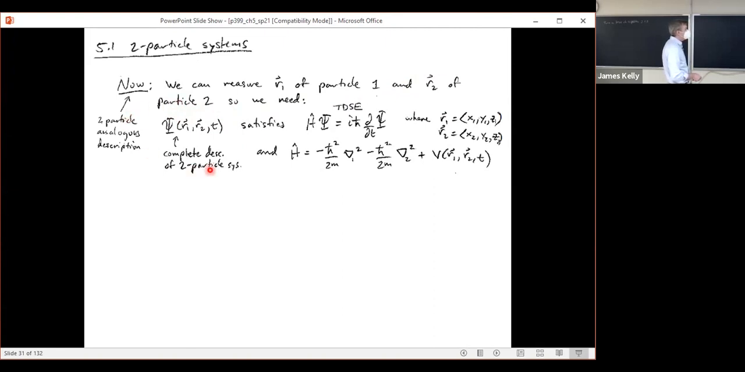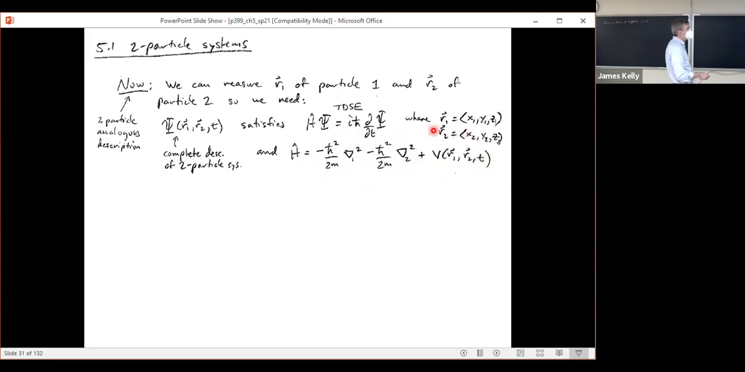And how do we get these descriptions? Well, they have to satisfy the time-dependent Schrodinger equation, which now has to be a little bit different, because the Hamiltonians we were specifying before were specific to single particle states. So our new Hamiltonian has a kinetic energy term for particle 1. This del squared only refers to particle 1 variables. So it's d squared dx1 squared plus d squared dy1 squared plus d squared dz1 squared, and so on, right? Same thing over here. We have a kinetic energy operator term for particle 2.